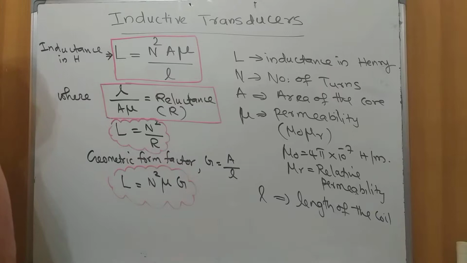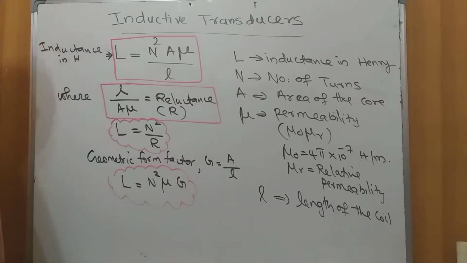Hello, today we are going to see another type of transducers which are called the inductive transducers. Inductance is another passive property, something similar to resistance.